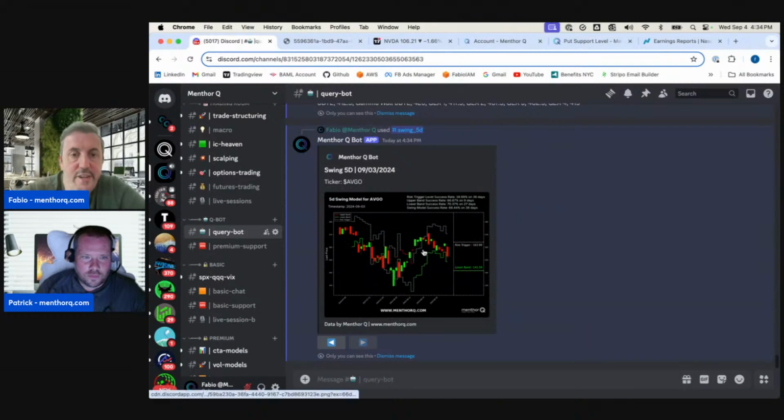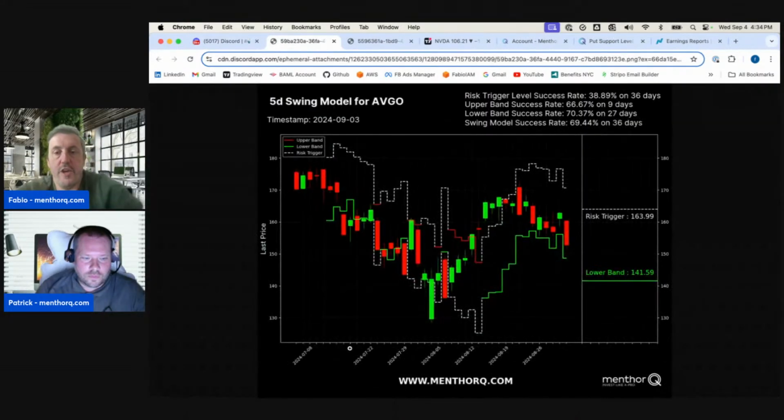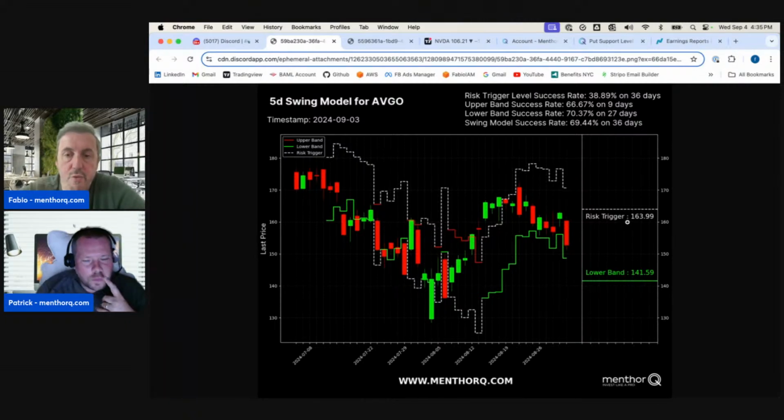So now we can see the chart. Let's look at the chart in detail. Here we have, as of yesterday, so the model will be running again. It's probably going to start running in about 10 minutes. So we have a lower band of 141 and a risk trigger of 163, okay? Here we see how the models perform over time. In this case, we had a 69% success rate for the past 36 days.